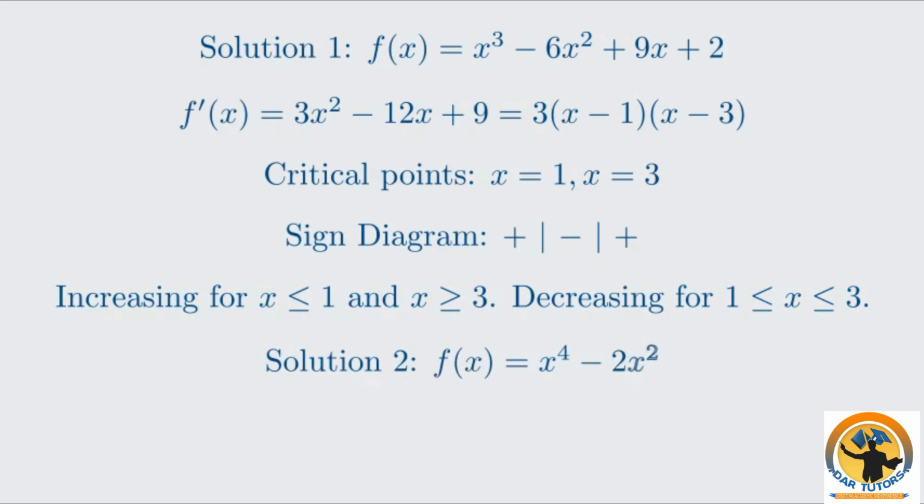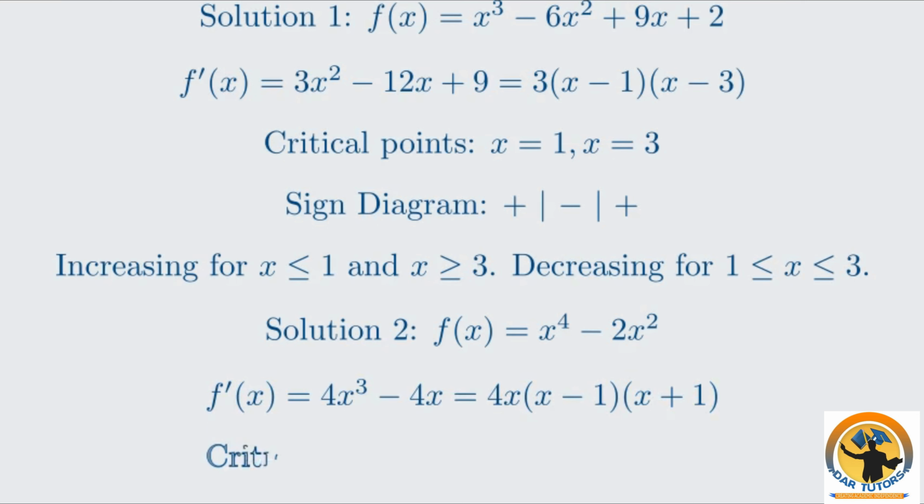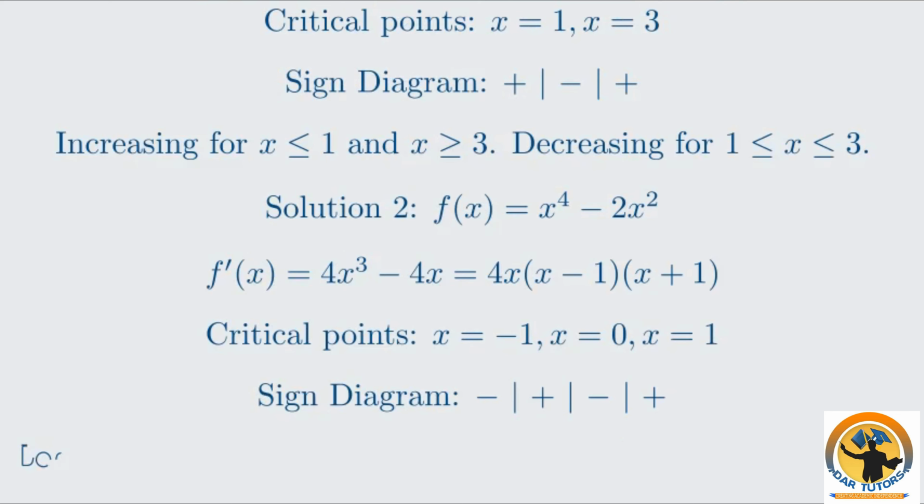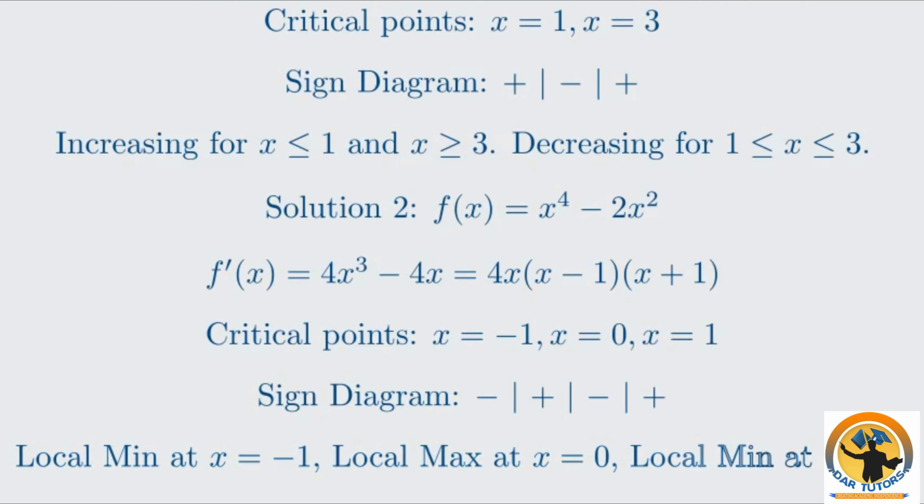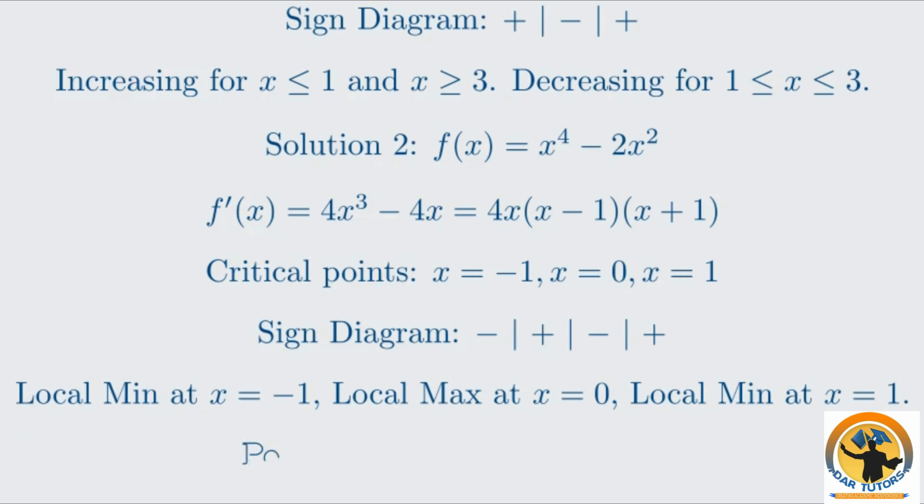For question 2, the derivative is 4x cubed minus 4x, which factors to 4x times x minus 1 times x plus 1. The critical points are x equals -1, 0, and 1. The sign diagram shows a local minimum at x equals -1, a local maximum at x equals 0, and another local minimum at x equals 1. The corresponding points are -1, -1, 0, 0, and 1, -1.